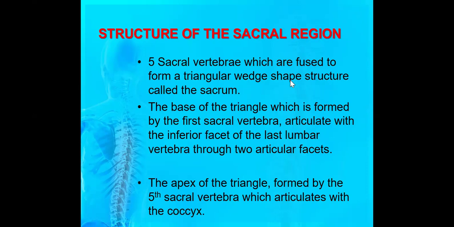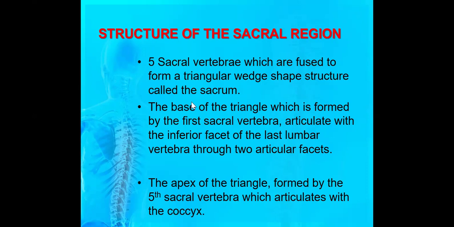So if we talk about the sacral spine, actually the sacral spine is a fused vertebra which is made of 5 sacral segments, and this is actually a triangular, wedge-shaped structure. This entire structure, these 5 segments which are fused together, is actually known as the sacrum. This is present between the lumbar spine and the coccygeal vertebra.